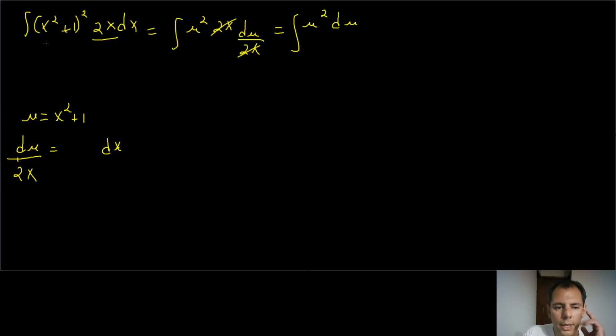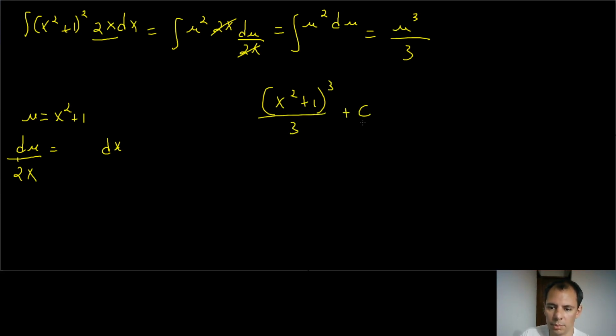You see that it was very important to have the derivative of the inside function multiplying in here. Right? And now you can do just u cubed divided by 3. And what is u cubed? It's going to be x squared plus 1. So you can say that this is (x squared plus 1) cubed divided by 3, of course plus c.